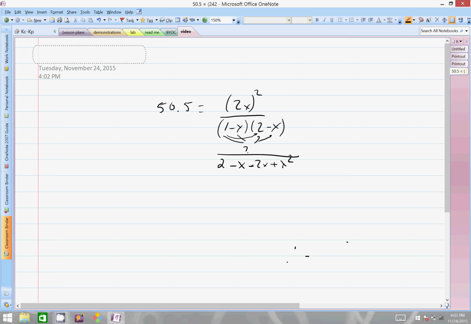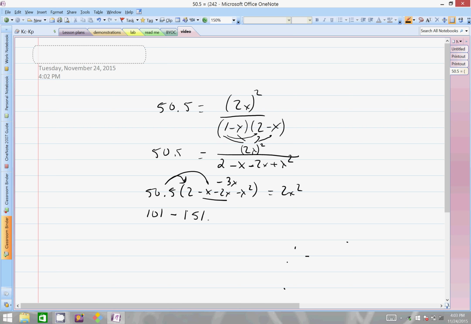So I'm going to take this 2x squared item and multiply it up across the 50.5. So I got 50.5 times 2 minus x minus 2x minus x squared equals 2x squared. Distribute. It's going to give me 101 minus, and I'm going to combine these two guys to being negative 3x. So 3 times 50.5 is 151.5x, and that would be negative. And then minus 50.5 x squared equals 2x squared.